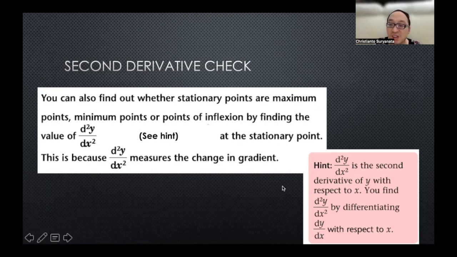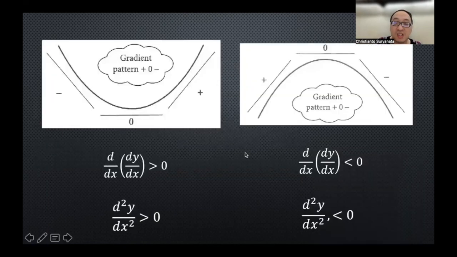So we can say that the second derivative is the change of the gradient. If the change of the gradient is from negative to positive, that means the change is increasing. It is a minimum point. So we can say the change of the gradient is increasing, positive, from negative to positive. So when the second derivative is greater than 0, we will have a minimum point.